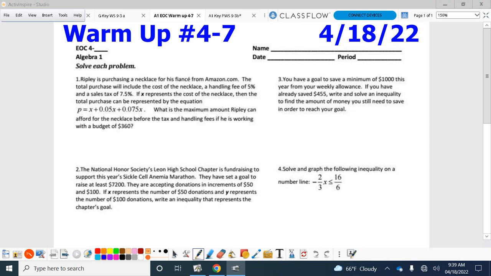So warm up 4-7 today. We're going to be starting with a word problem that talks about an equation, but they give you the equation, guys. Look, even though they talk about this equation, with all these words, here's the equation right here.